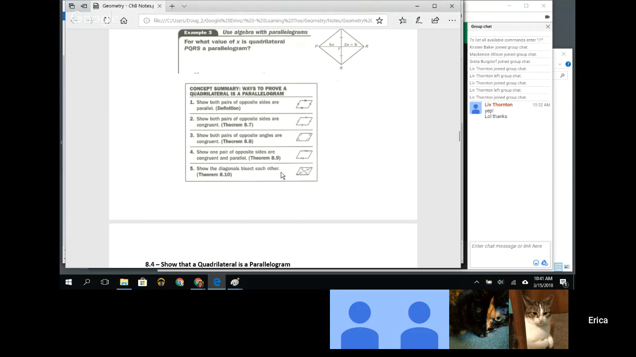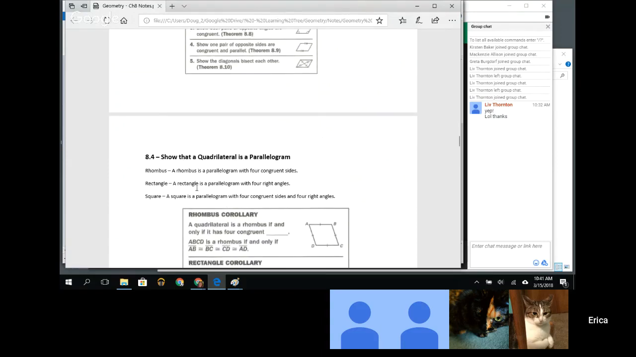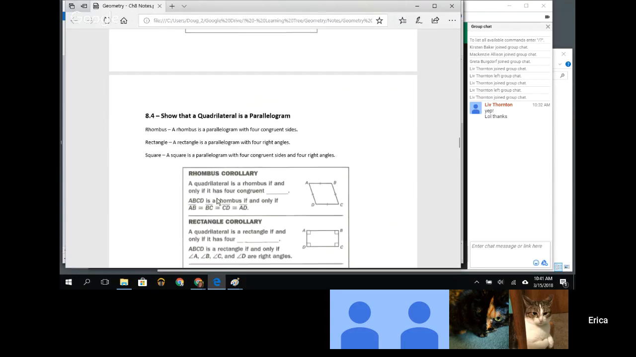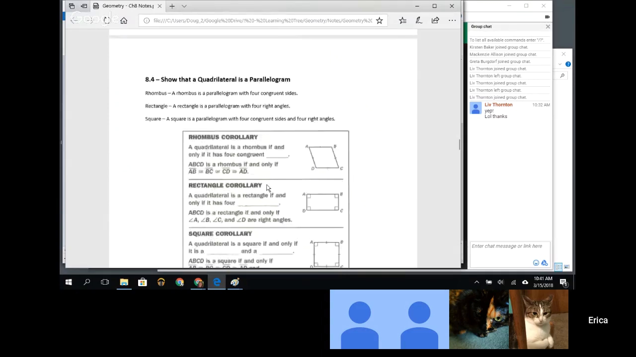And that is all I'm going to do for today. So on Monday we'll talk about 8.4, showing a quadrilateral is a parallelogram. These are special quadrilaterals that are also parallelograms.